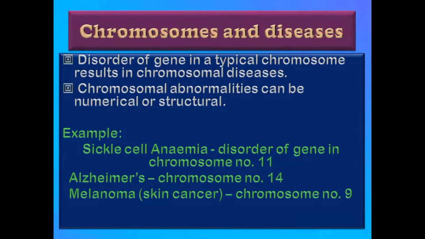So what do we mean by chromosomal diseases? Disease or disorder in a gene which is related to a particular chromosome results in chromosomal diseases. The abnormality may be due to numerical or structural changes. It may be due to addition or deletion of chromosomes too. Examples are sickle cell anemia, disorder of a gene in chromosome number 11; Alzheimer's, chromosome number 14; and melanoma or skin cancer, related to abnormality in chromosome number 9.